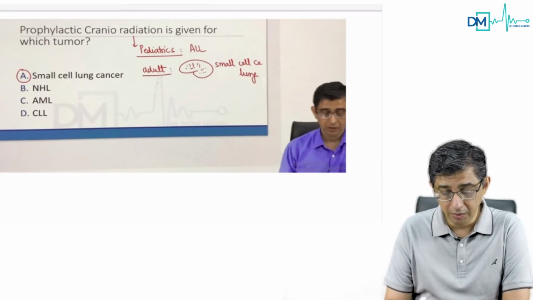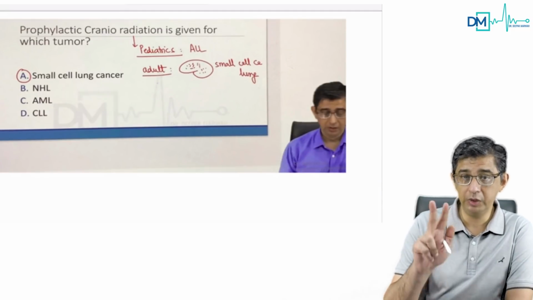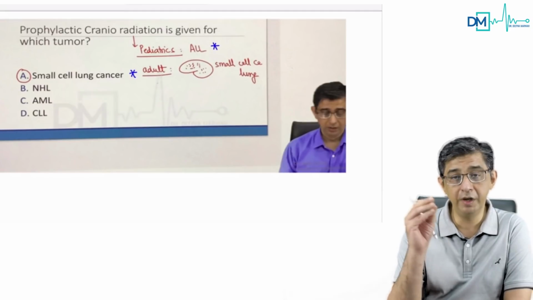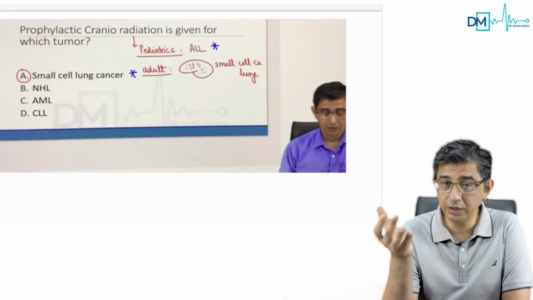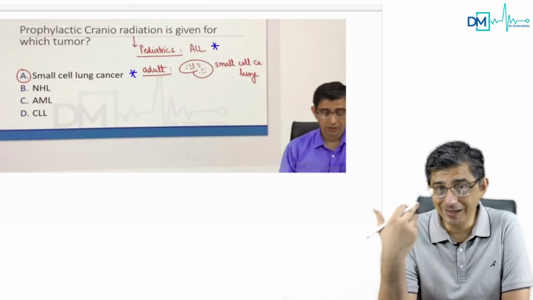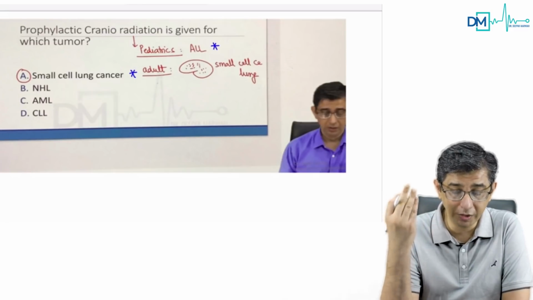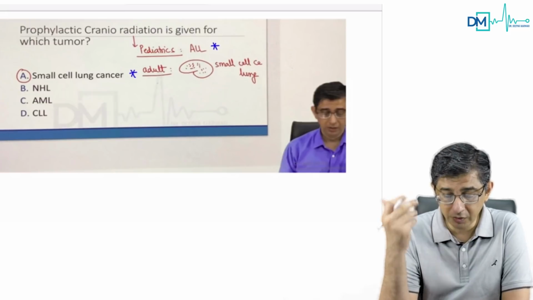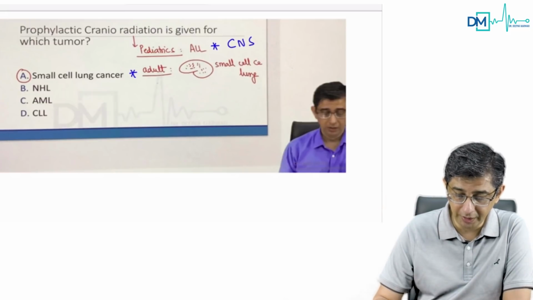You see, guys, prophylactic cranial radiation is given two times. One is in children and the second time in adults. And when do you give prophylactic cranial radiation in children? For blood cancer, ALL. Acute lymphoblastic leukemia has a tendency to go to the brain. It shows metastasis, it shows CNS leukemia. So to treat the CNS leukemia component, you need to give radiation.